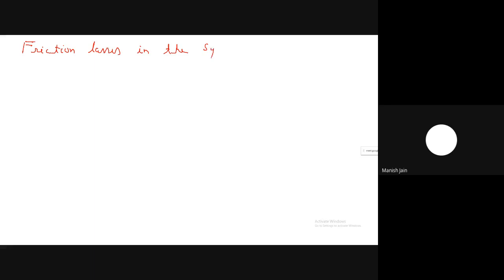Friction losses in the system. First we will see what are the different types of losses happening in the system. First is skin friction loss, that is due to the roughness of the wall, the friction exerted by the wall on the flowing fluid. That is the skin friction loss. This is also the major loss in the system.